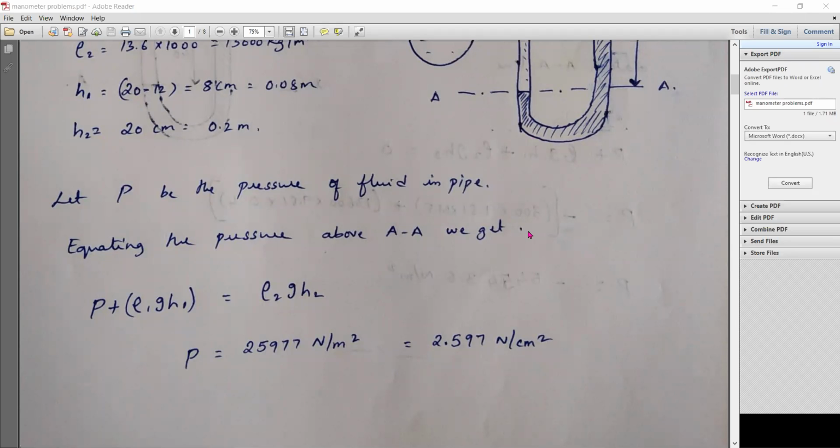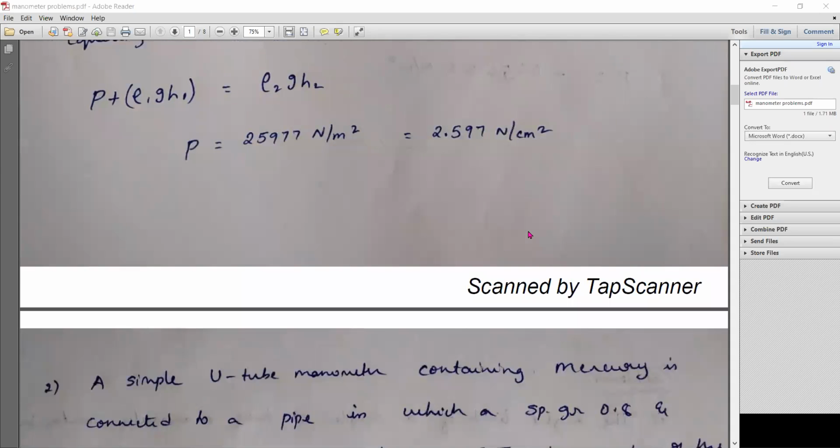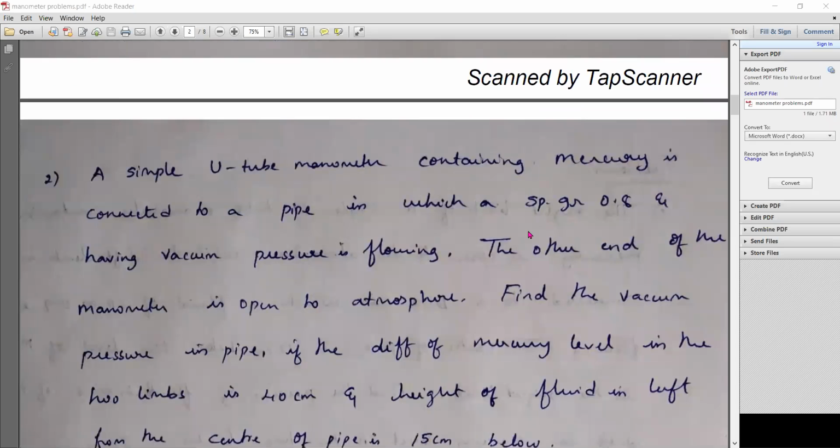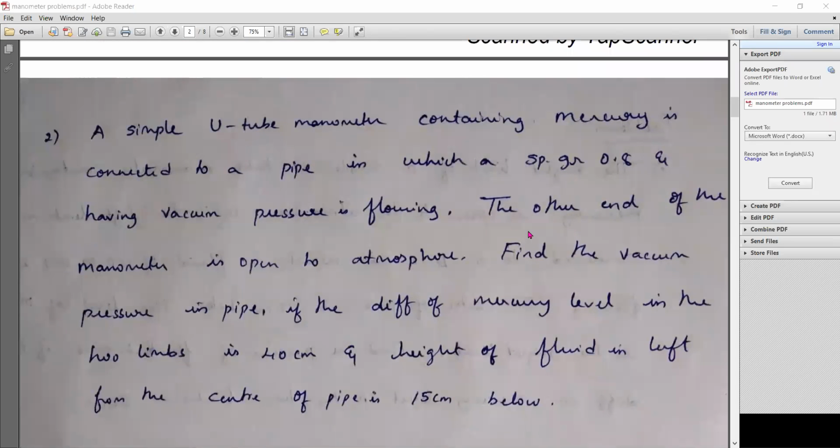Right, if you have copied this, inform me. I will go to the next problem. Those who have completed can copy the second question here.